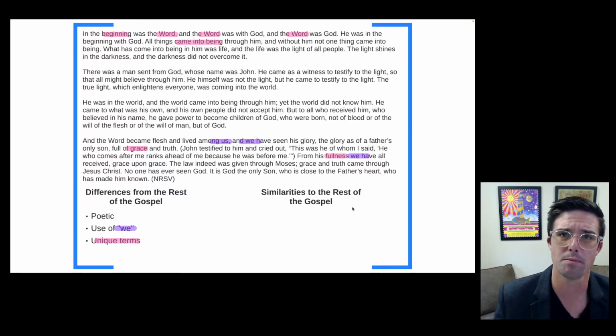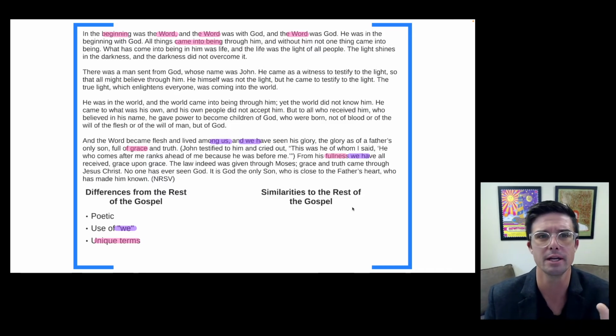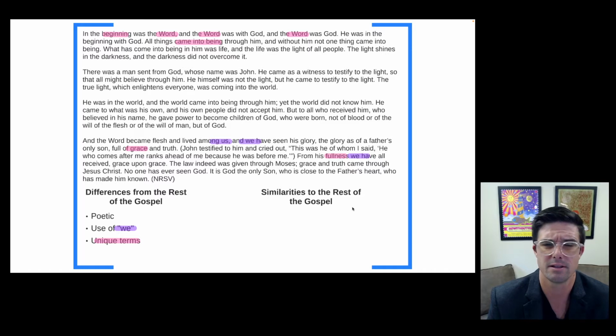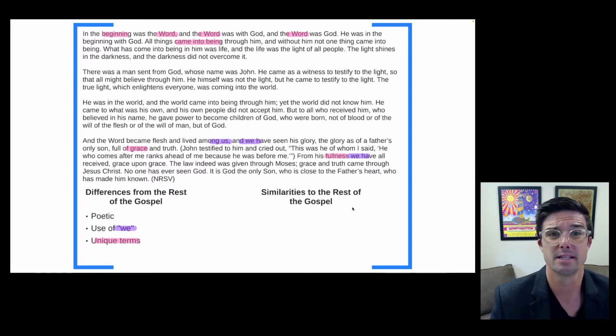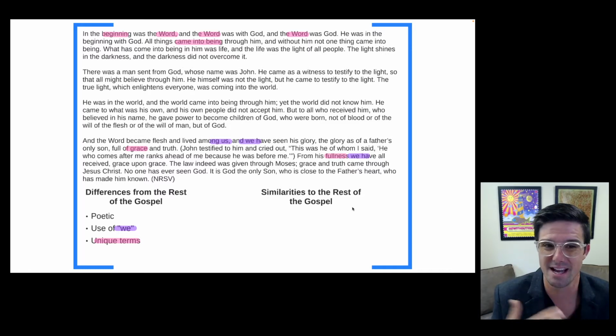So you have this beautiful opening, sort of philosophically reflecting on the word, the logos, that doesn't then again appear in the rest of the gospel. This "came into being" is a word of creation that doesn't seem to appear elsewhere in the gospel. The term grace is not a prominent theme in the Gospel of John. It is, of course, elsewhere in the New Testament, but this is not a word that we see often in John. And then also this word fullness.